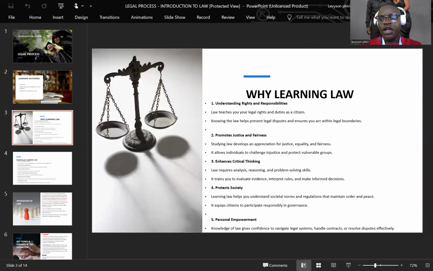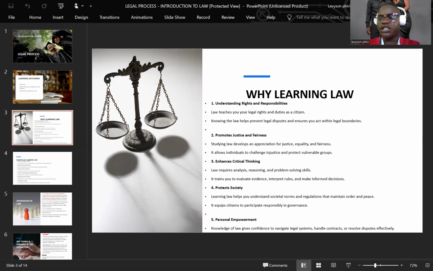Okay. Why are we learning law? Some of us will just hear this word law, and today we are going to look at what this word law means and why we are learning it. So our first point reads, understanding rights and responsibilities. Law teaches you your legal rights and duties as a citizen. Knowing the law helps prevent legal disputes and ensures you act within legal boundaries. So that's why we are learning law.